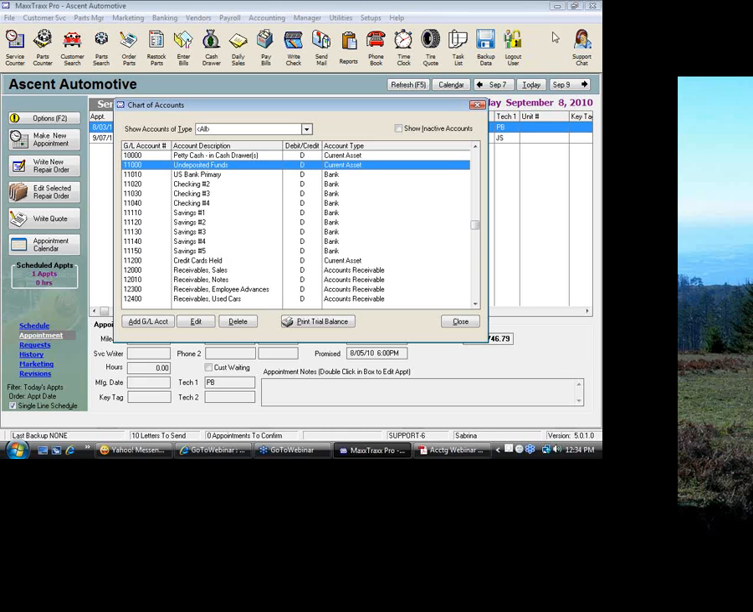Rex, do you have any comments on this credit cards held account, how we want to use it? Well, it's really only in this chart of accounts because it was a carryover from MaxxTraxx. Right, kind of like the petty cash, right? We had an automatic function in there that would write to it, but I agree with you.